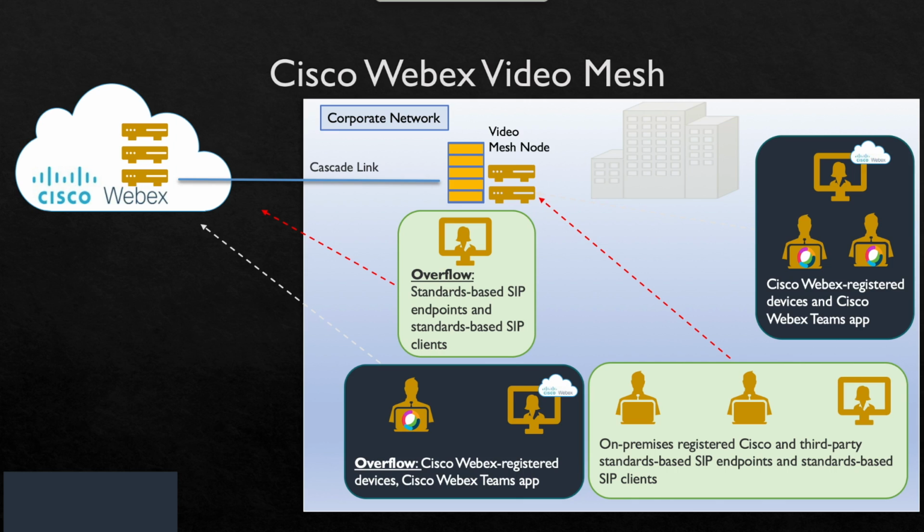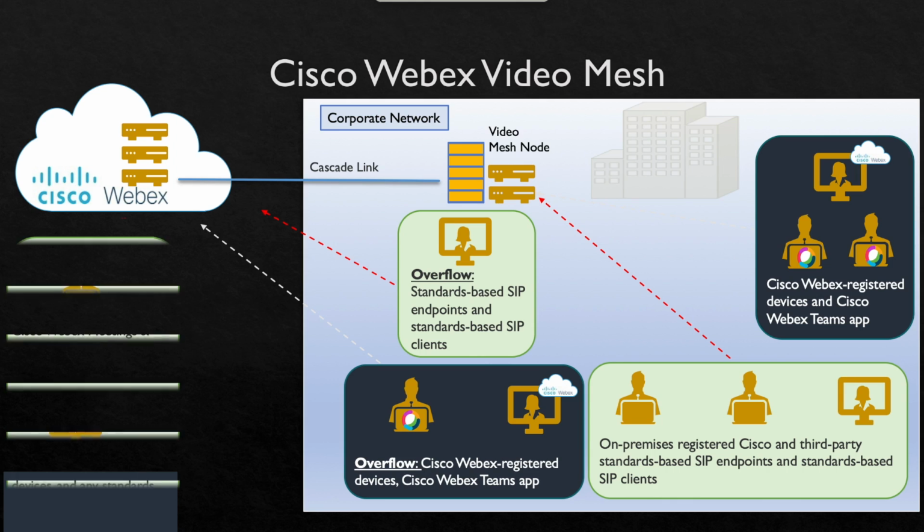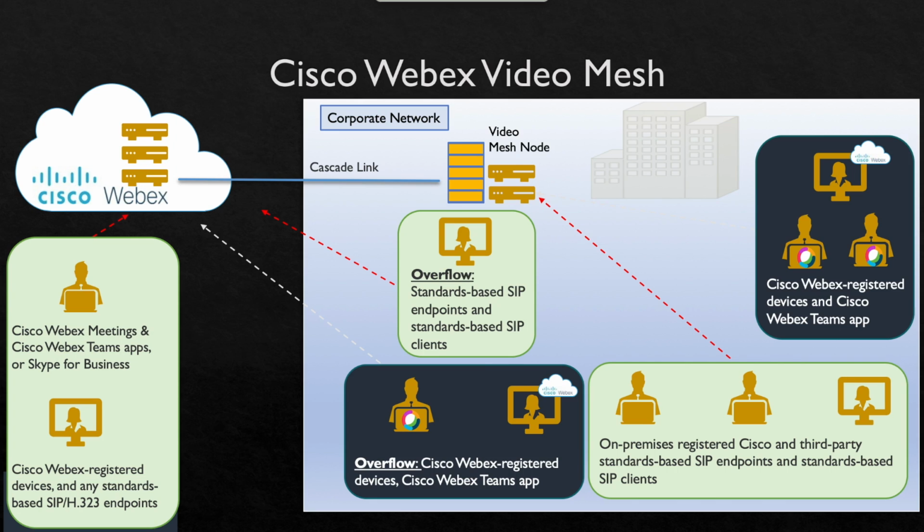Now, who else cannot connect to the Video Mesh node? Because there are some devices that will never connect to the Video Mesh node, but always call directly out to the cloud. So if you have participants using the Cisco Webex Meetings app, or Skype for Business app users, or guest endpoints outside the corporate network, they will always use the cloud. They'll never use the Video Mesh node. Even if they're sitting on top of the server, they will not connect to it. And there's no way to force that, right? It's just by design, they will not connect to the Video Mesh node.